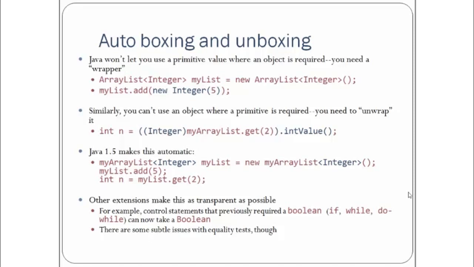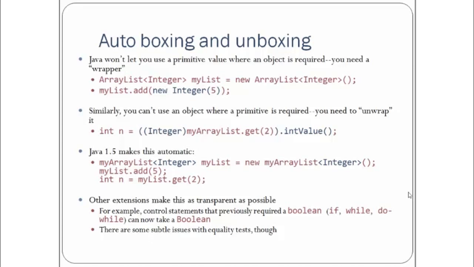And in order to receive an element, you can simply use get and pass which element you need, which is the index number. So 2 here is the index number in the get method, and this will give you the element at index 2. This extension makes this as transparent as possible.